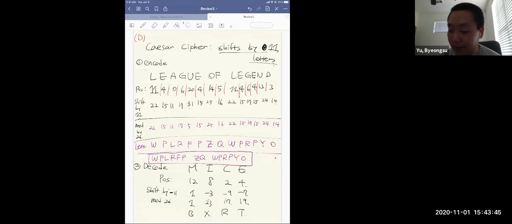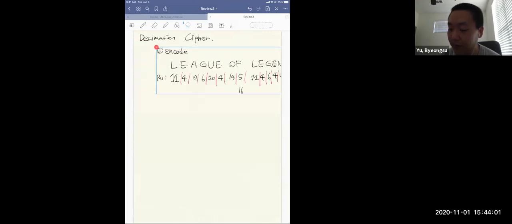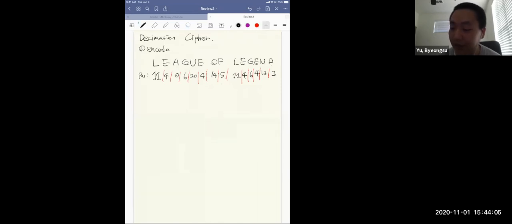Okay, then next, I will do the decimation cipher. So here, I will just copy this. Position is the same, but in this case, we have encryption key, which is 11, and decryption key is 19. So in case of decimation cipher, whether you encode or decode, what you need to do is just multiply by your key. In case of encode, just multiply by your encode key. So here it is position times encode key.